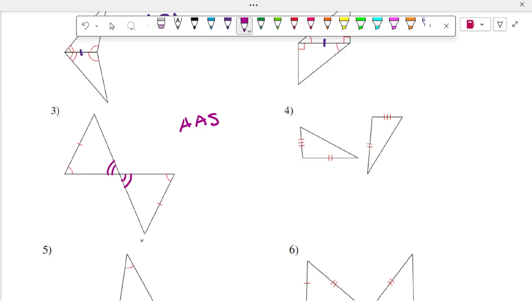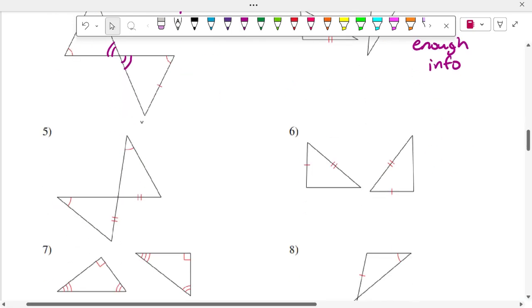So for number 4, we definitely do not have enough info. Like I said, you got to take everything at base value. If there's not enough information, there's not enough information.